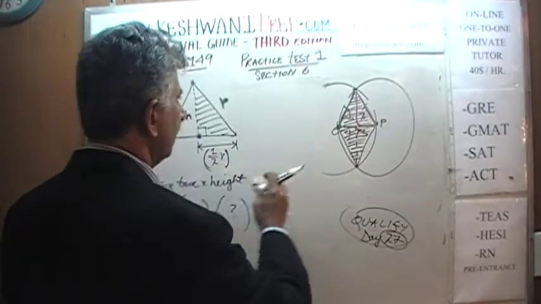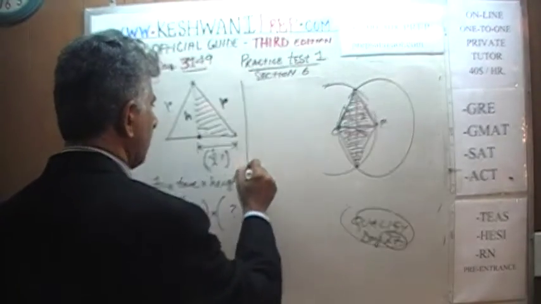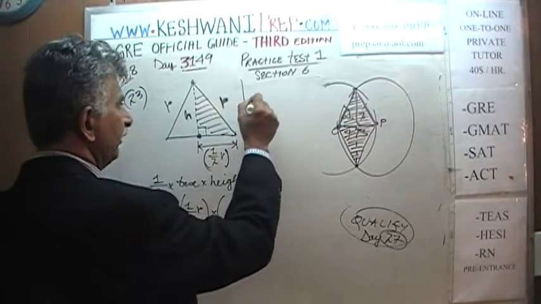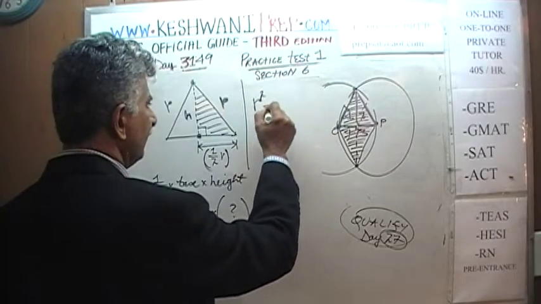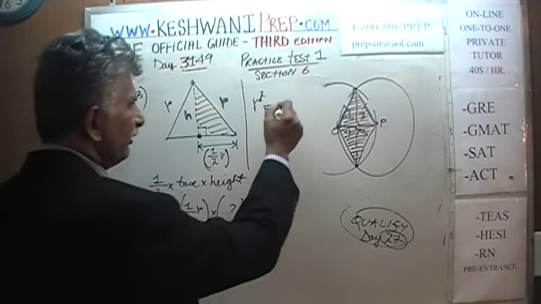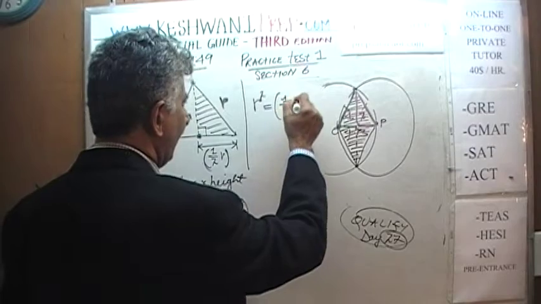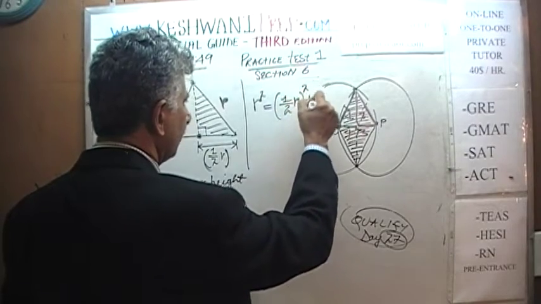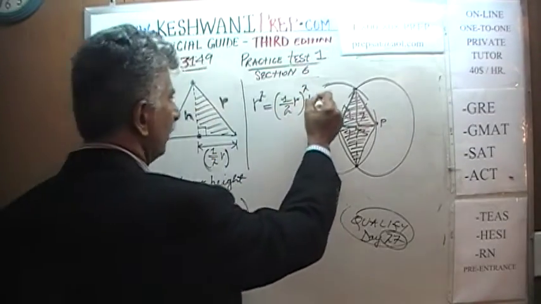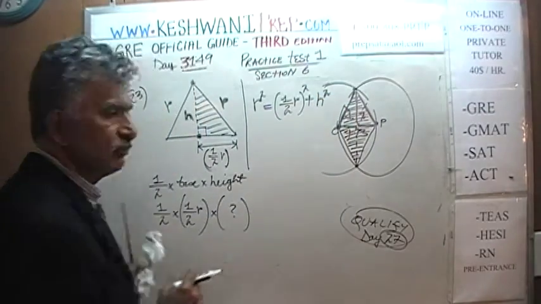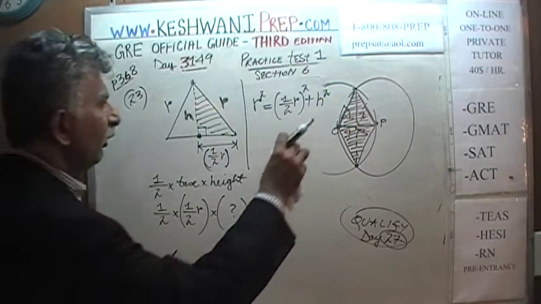I don't want to really erase that, but let's erase temporarily. So r square, which is the hypotenuse square, must equal this side square, which is (1/2 r) square, plus the other side square, which is what we're calling h. H for height. And we're going to solve.